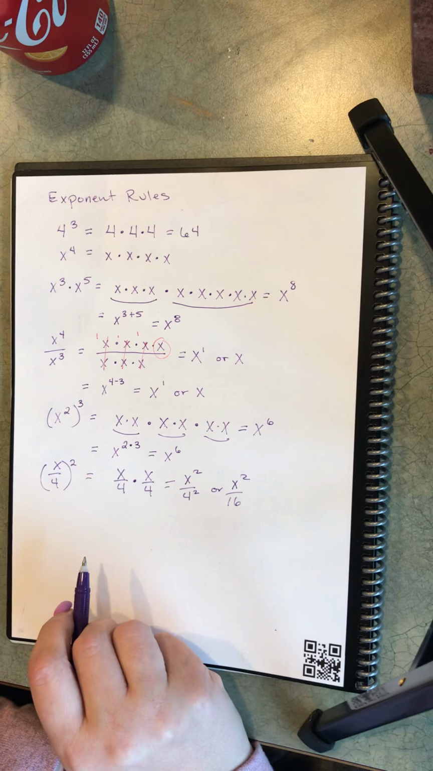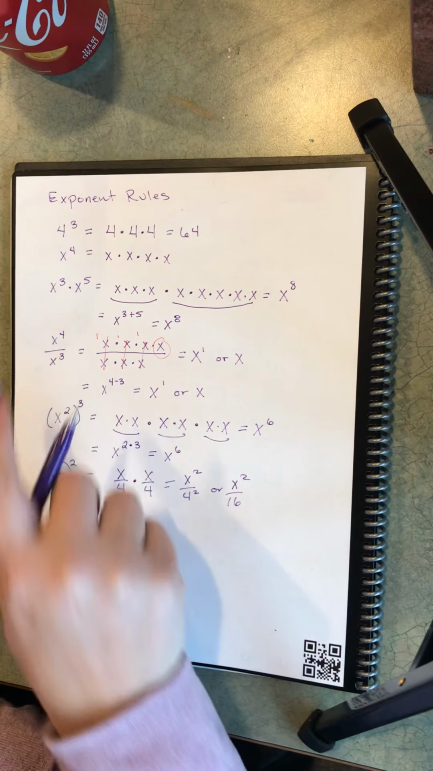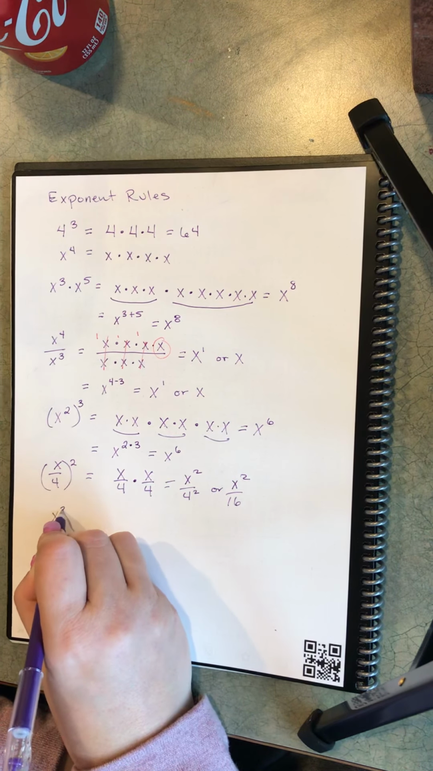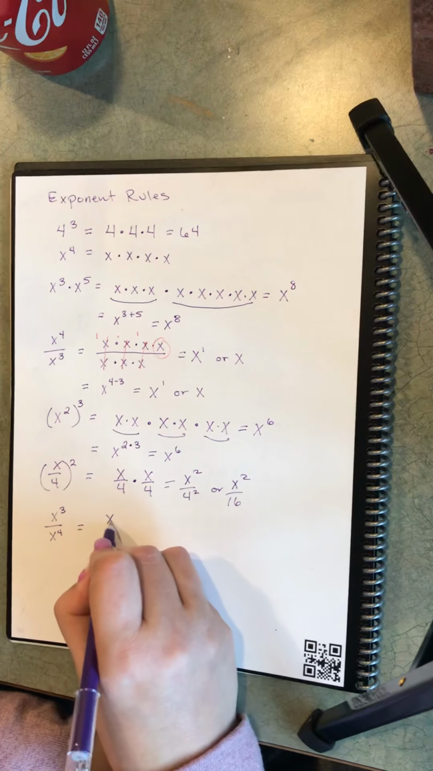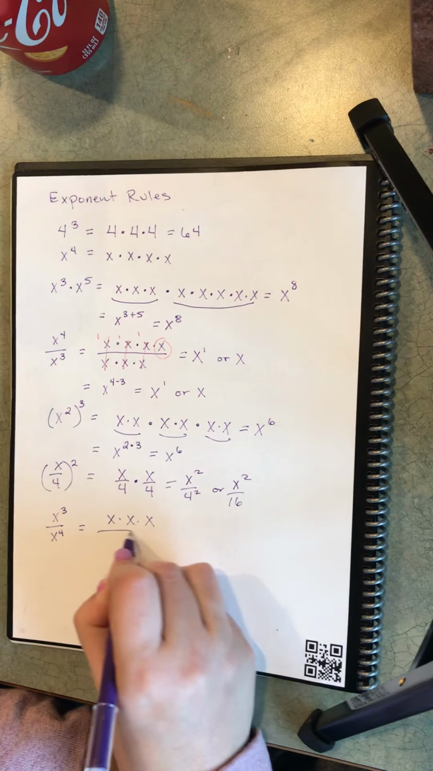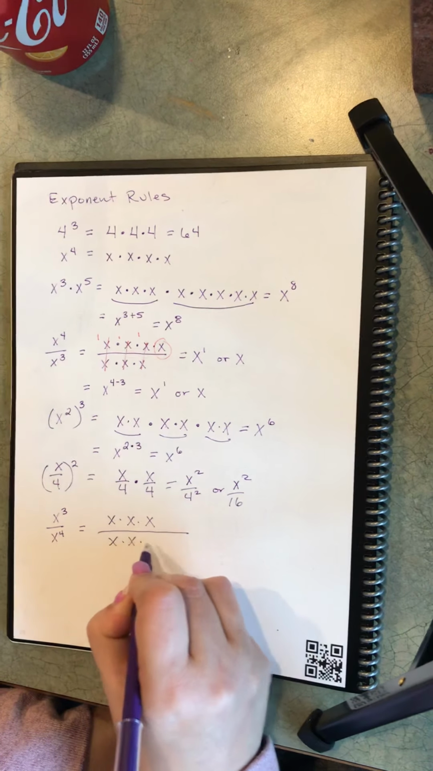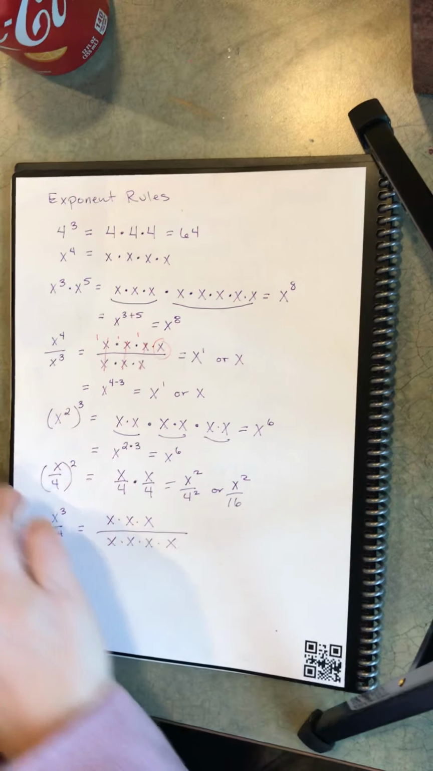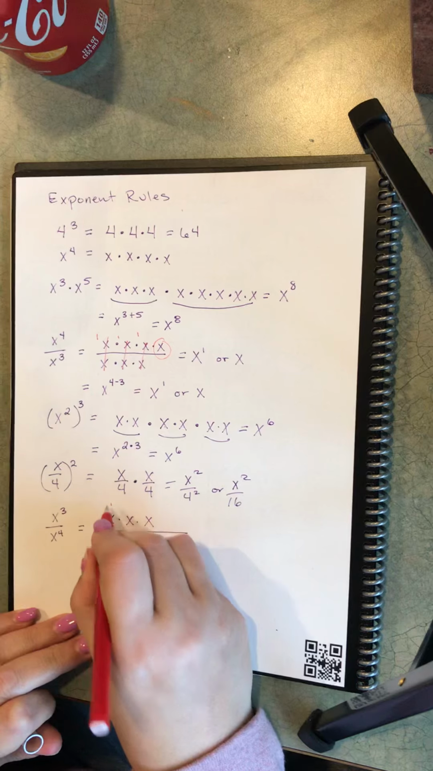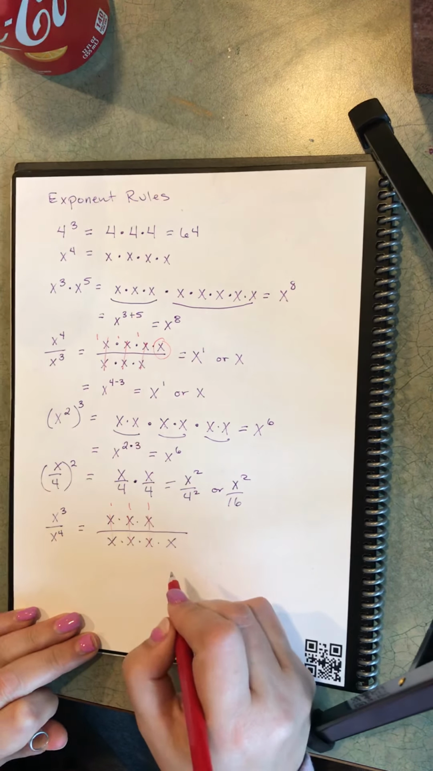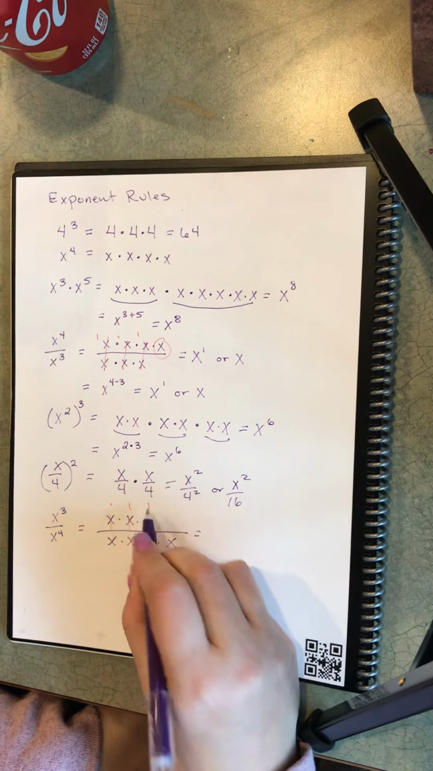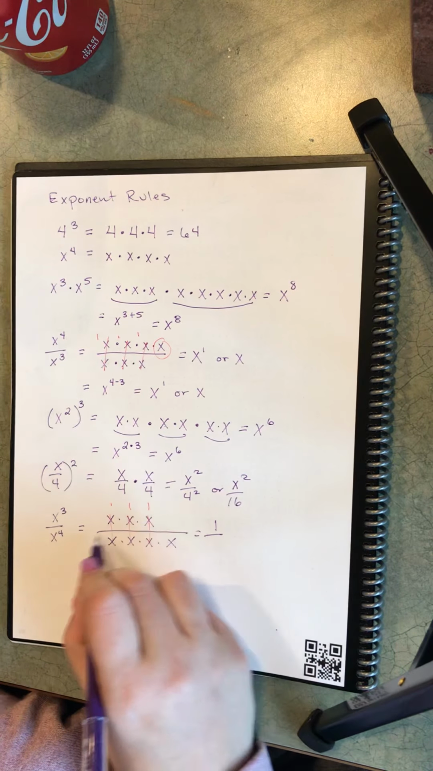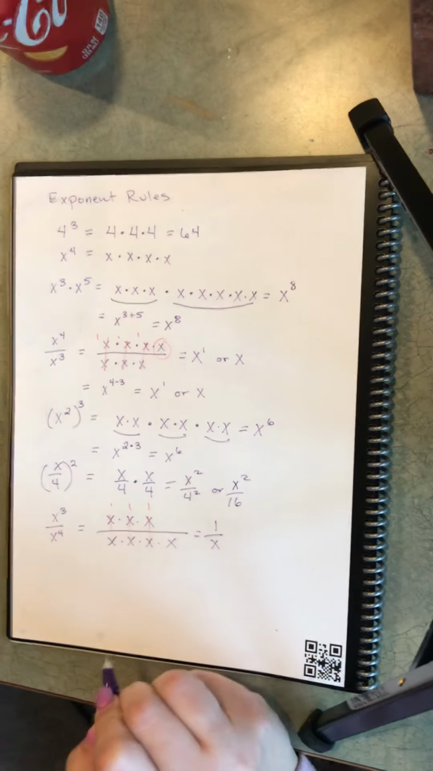Let's see, okay, let's think about this rule again. So what if I flip it? What if I have x to the third over x to the fourth? So now I have x times x times x over x times x times x times x. Okay, well again, if it matches, it just makes 1 with division. So I am left with 1 times 1 times 1 is 1, and there is just an x left on the bottom.